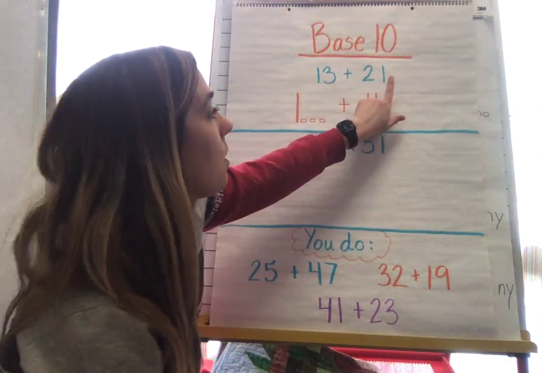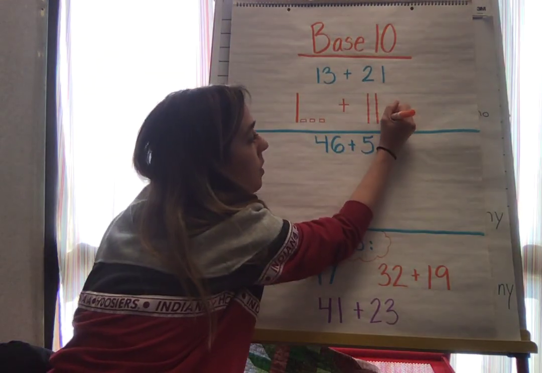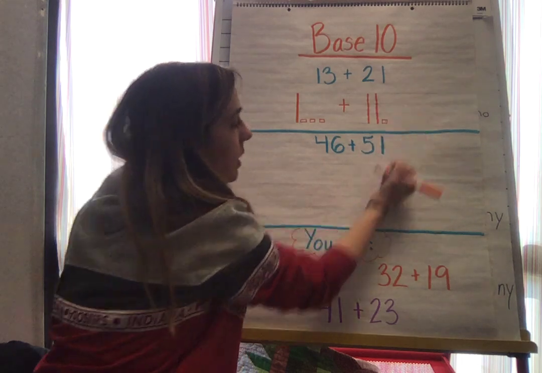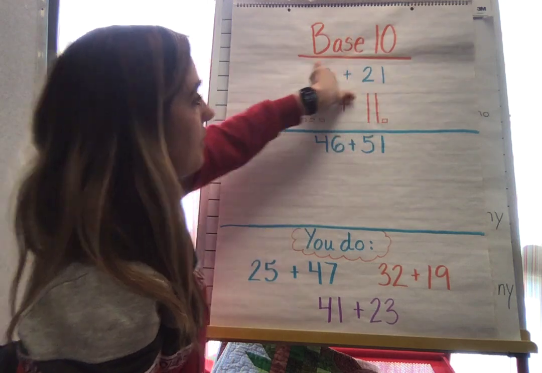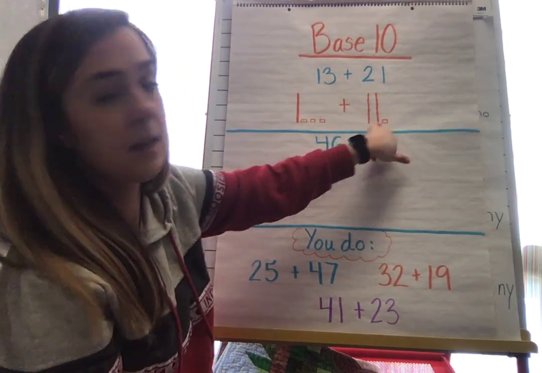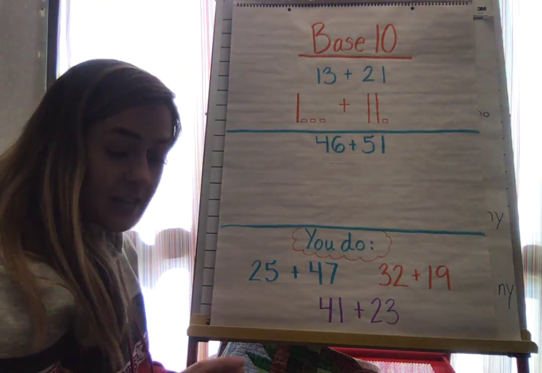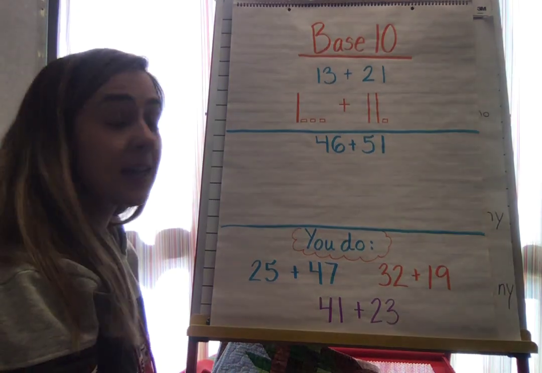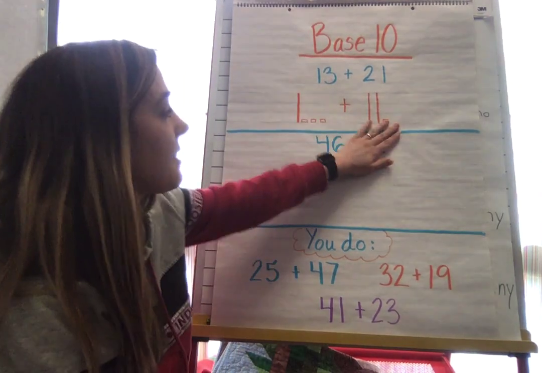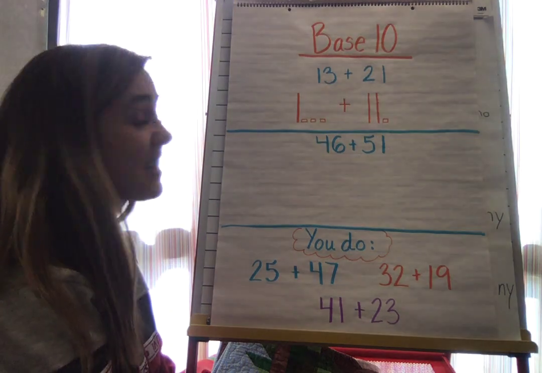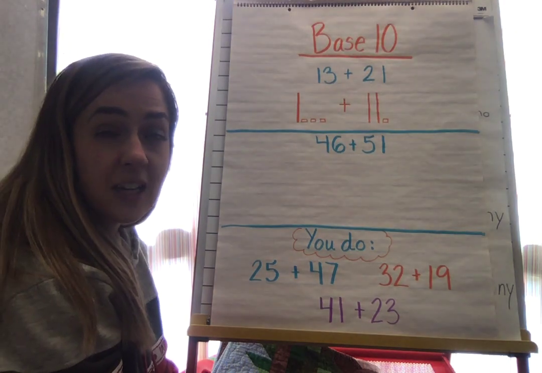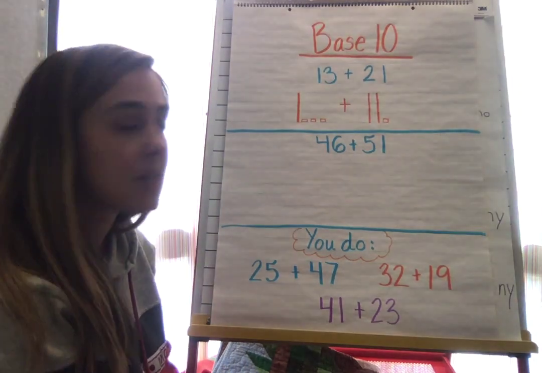And now I need my 1 cube. All right, so I have shown this number sentence in base 10 blocks. Now that I have that, I can go back and add up my base 10 blocks. Remember, I like to count with the biggest one first, so I'm going to count my sticks first. I know that each stick is worth 10, so I can just count by tens.